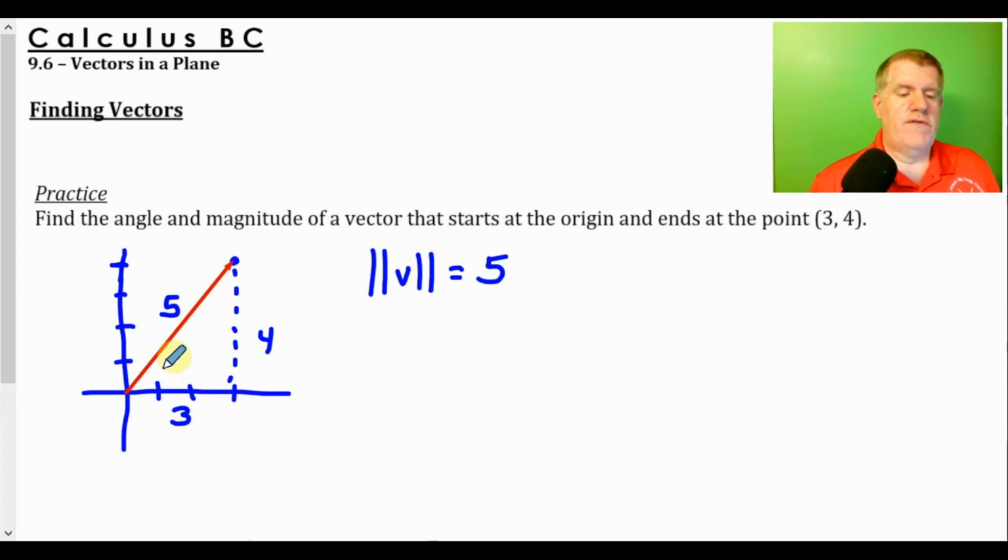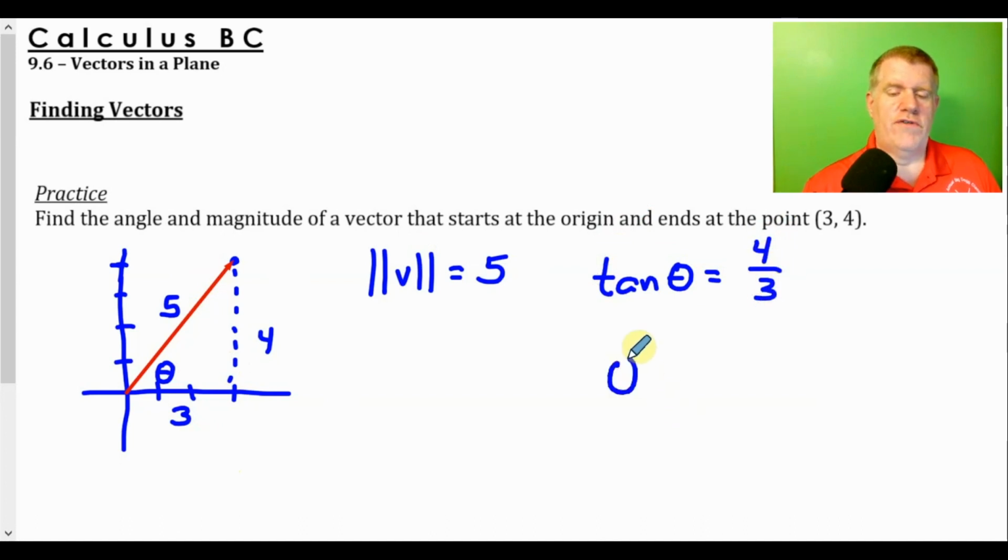Now, what about the angle that it makes with the x-axis? To figure out the angle now, we use a little trigonometry. Now, we happen to know the magnitude. It's pretty easy to calculate. So we could use sine, cosine, or tangent. But in general, we're going to use the tangent because we don't have to know the magnitude in order to use tangent. Tangent would be opposite over adjacent.